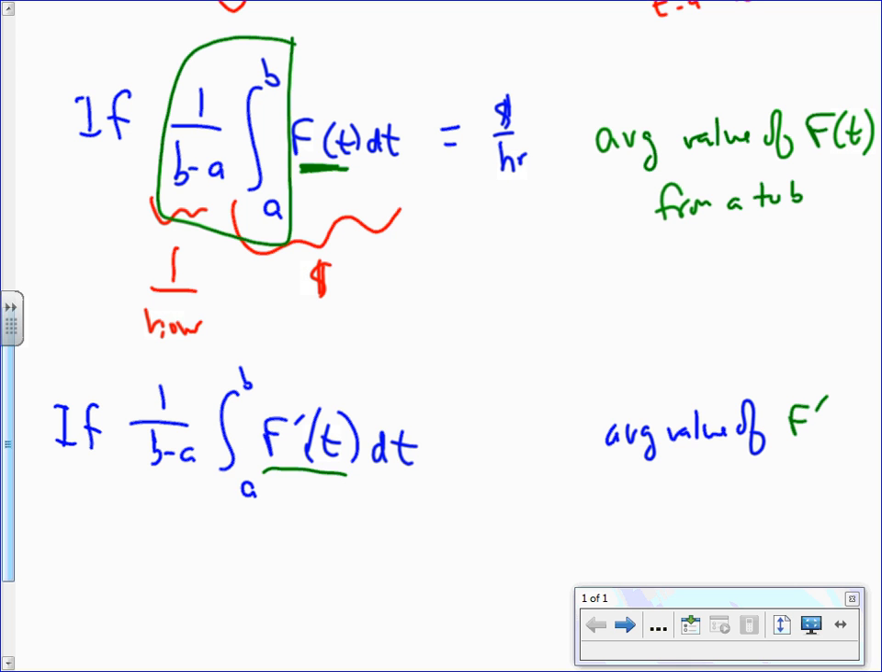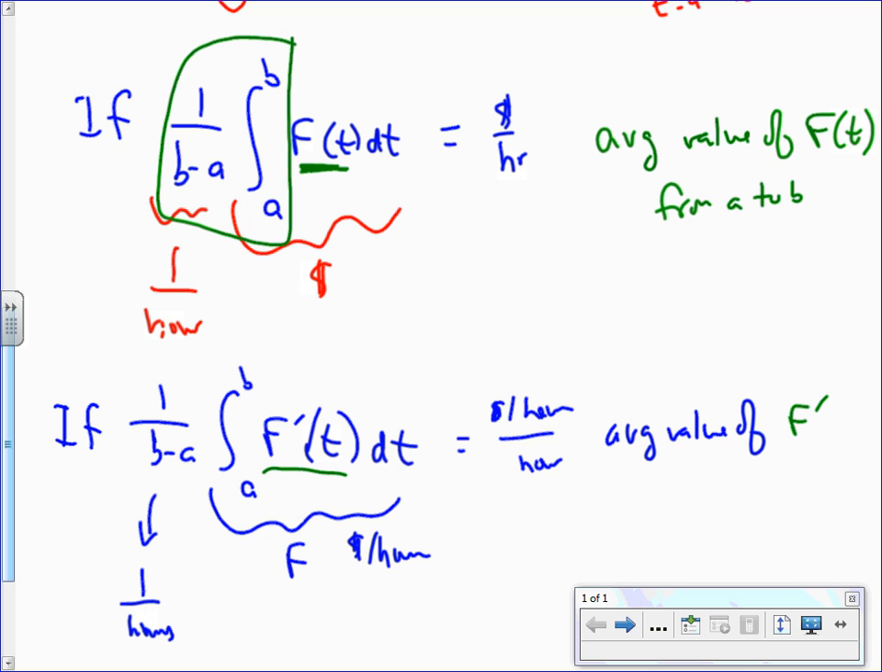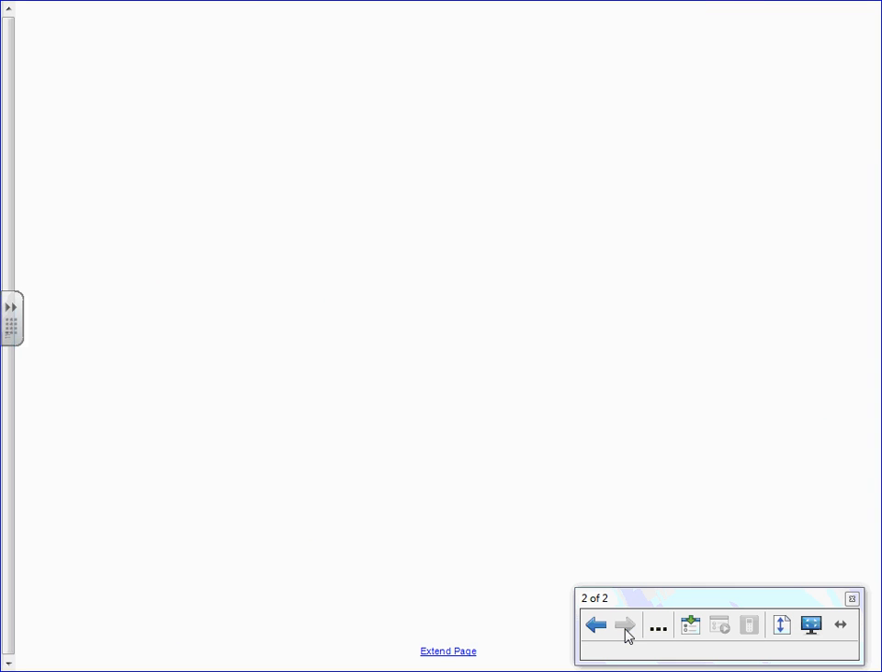Okay, and what would the units be for this? Well, this part right here is going to take you back to f. The antiderivative of f prime is going to take you back to f. And the units for f are dollars per hour. And this part again is 1 over hours. So the units for this are dollars per hour, okay? This is the average value of f prime. All right, I'm going to go through a few of these generally, and then we'll do one that's got a little more context to it, all right?